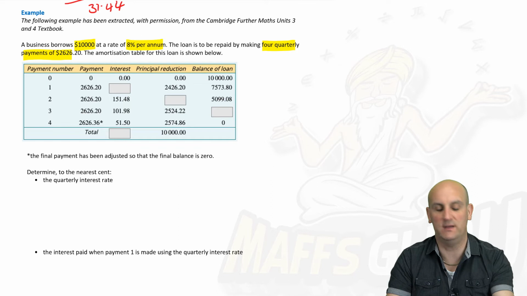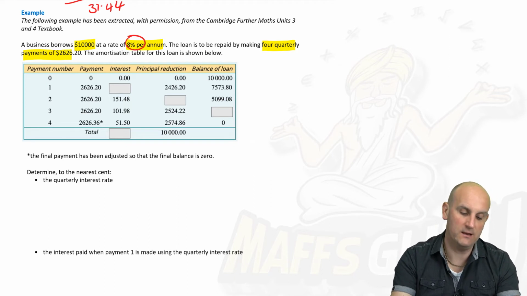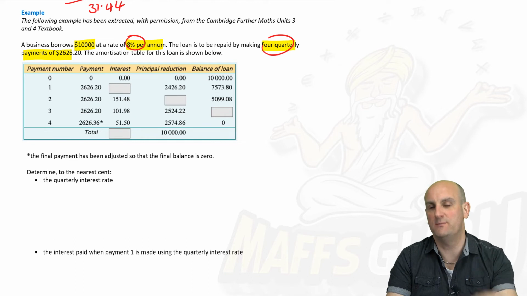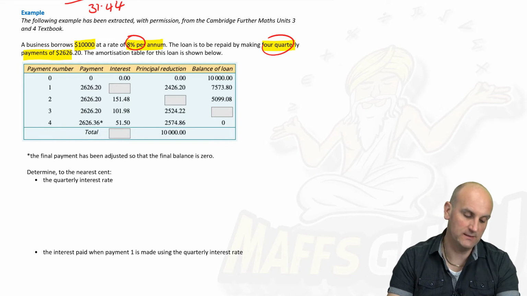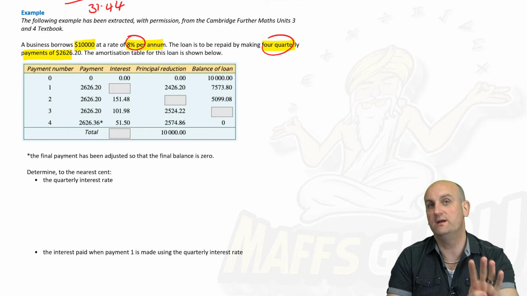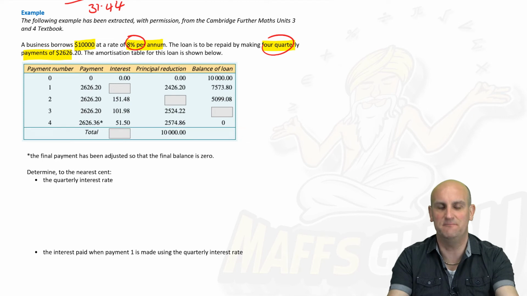Now, quarterly payments. First things first, whenever I see 8% per annum and quarterly payments, I know my interest rate is going to have to change. The amortization table is shown below. What do you notice? 1, 2, 3, 4 figures are missing. Guess what I'm going to have to fill in? Those 4 figures. Oh, this is a SAC question. I can feel it in my water.